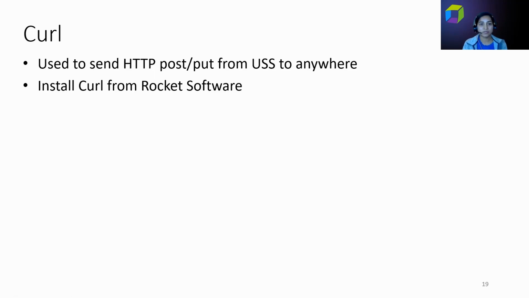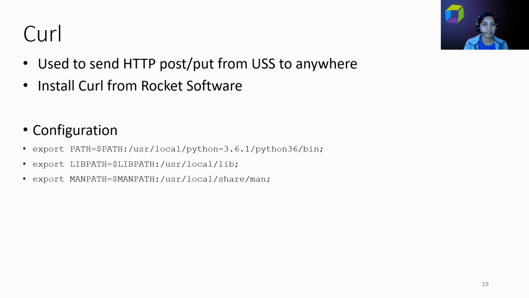Okay, so the next tool in our list is curl. We use curl to upload our build artifacts from our Unix environment to the Artifactory server. We got curl from Rocket Software as well. Could you hit next, please?